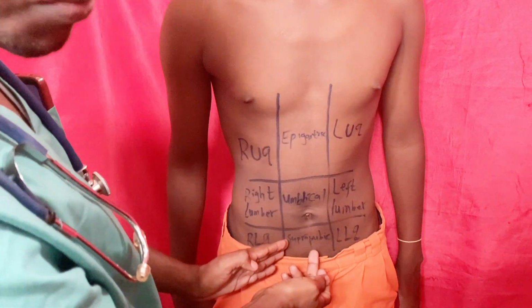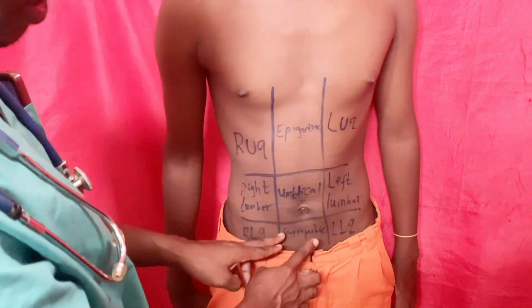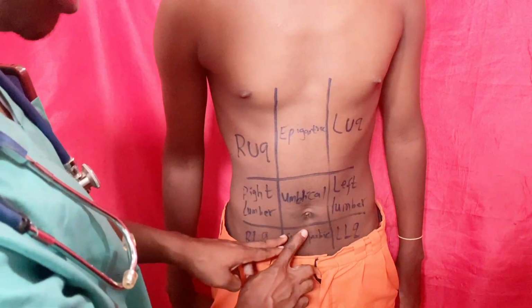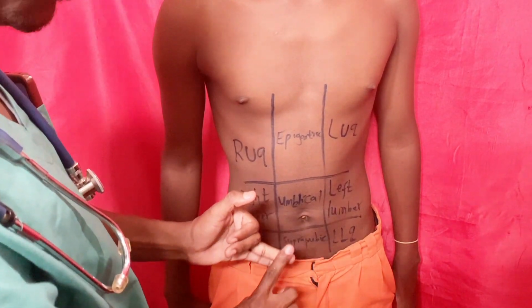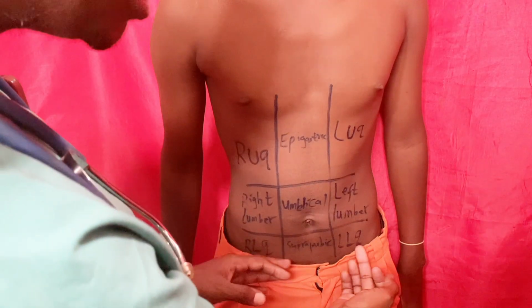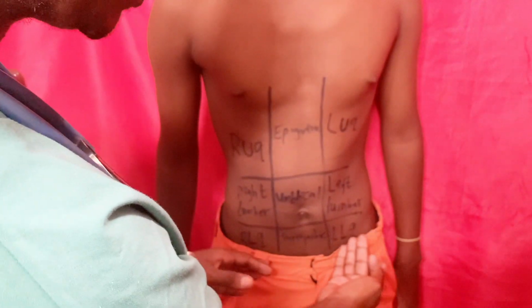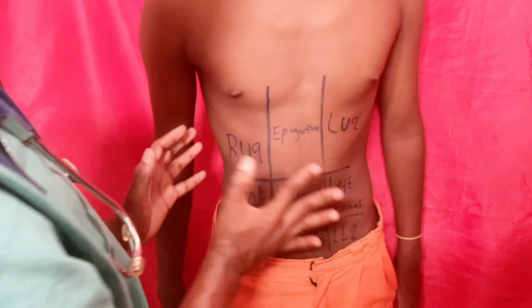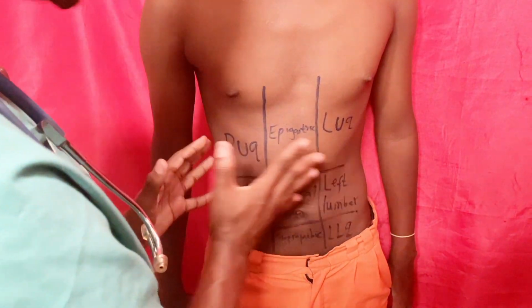What about in the suprapubic region? We have the urinary bladder, the ovary, the uterus, or fallopian tube. What about in the lower left quadrant? We have the descending colon, the ovary, or the uterus in women. So these are the organs that are involved in the abdominal regions.